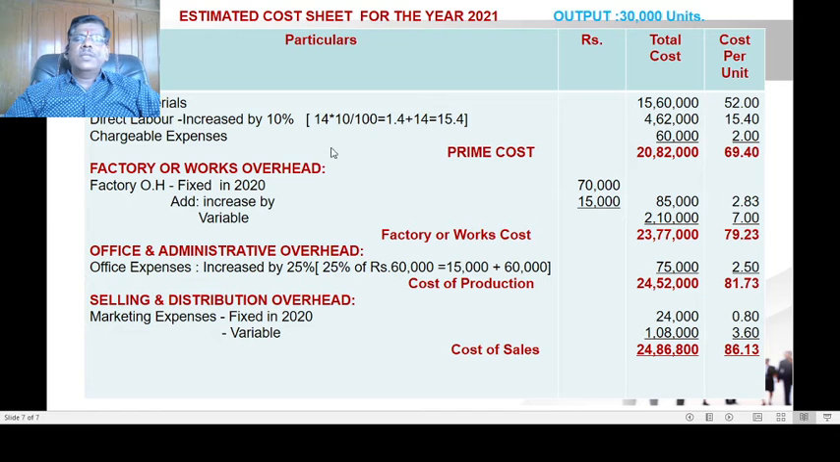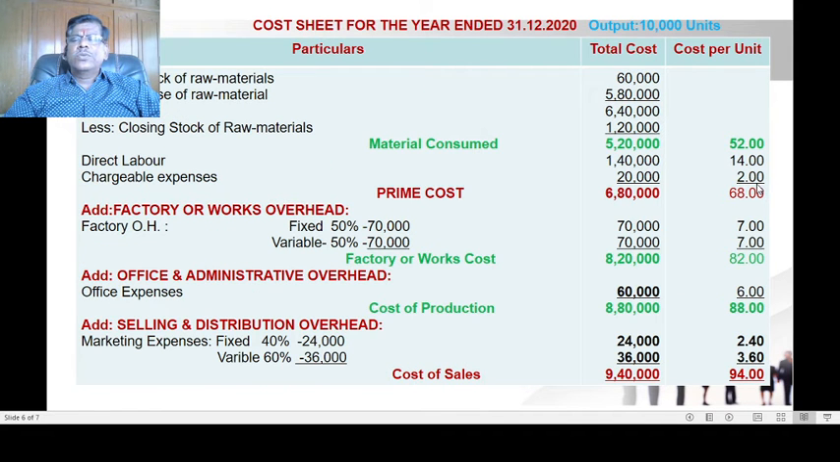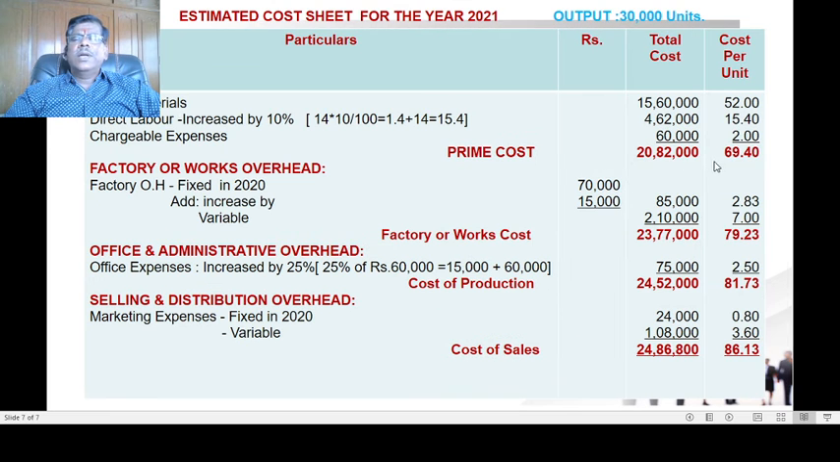Similarly, chargeable expenses are 2 rupees per unit. Then 2 rupees into 30,000, you will get 60,000. Then prime cost is 20 lakhs 82,000. Per unit cost is 69.40. Then add factory overheads.